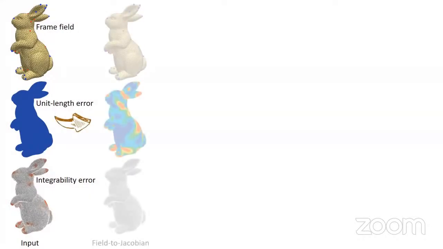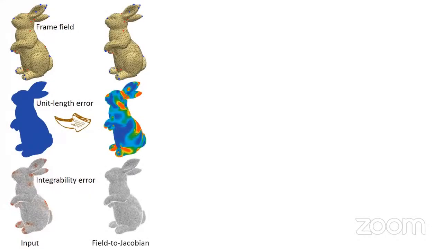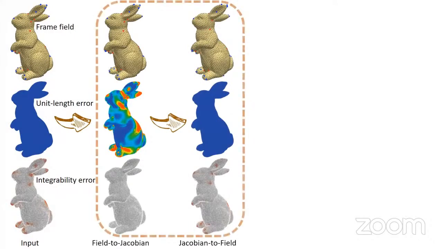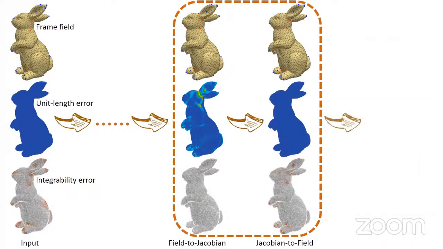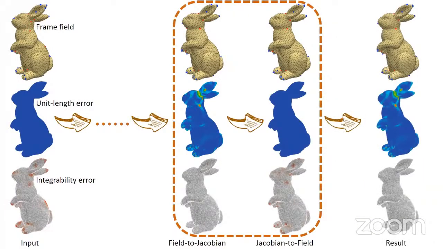The vector pair representation is used in the field-to-Jacobian process to enforce the integrability. The complex representation is used in the Jacobian-to-field process to approach unit length while bounding angles. These 2 processes are alternatingly conducted. This is a demo to show the alternating optimization process.